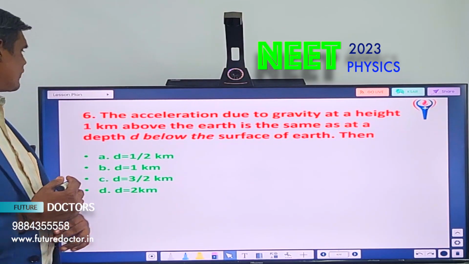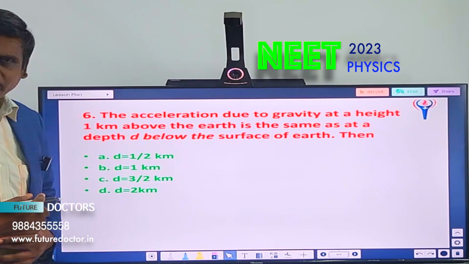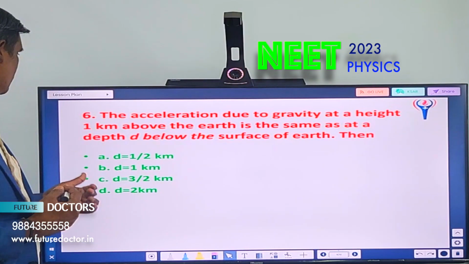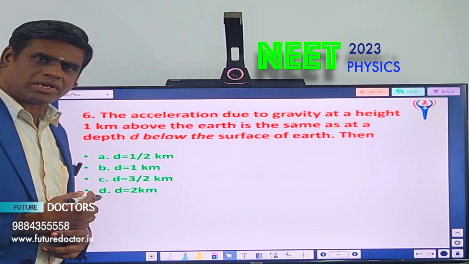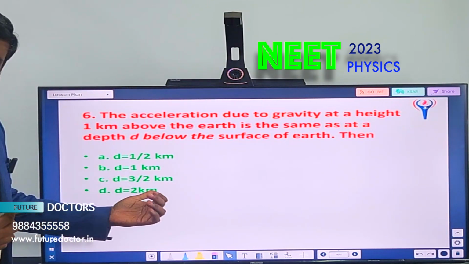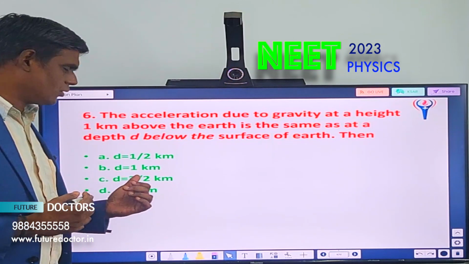The acceleration due to gravity at height 1 kilometer above the Earth is the same as that at depth d below the surface of the Earth. Then A option d equal to 1 by 2 kilometer. B option d equal to 1 kilometer. C option d equal to 3 by 2 kilometer. D option d equal to 2 kilometer.